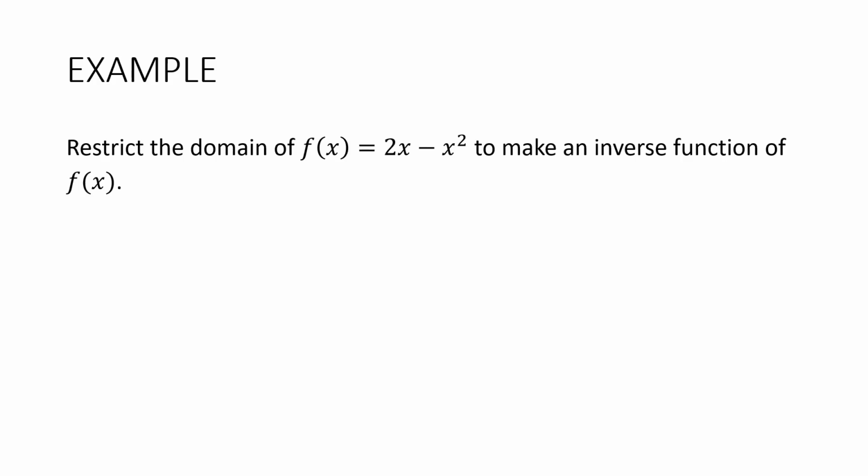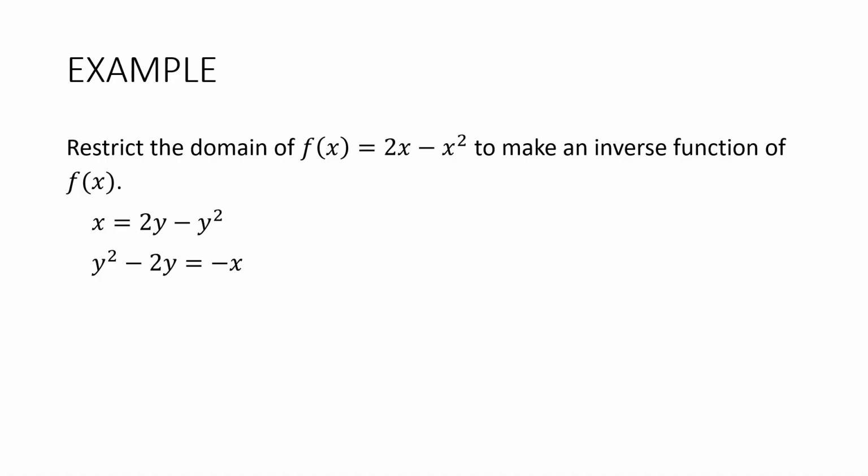It's an example. Restrict the domain of f of x is equal to 2x minus x squared to make an inverse function of f of x. So I'm going to start by switching x and y. Now, you'll notice we don't have a y. This is y. So we're going to do x is equal to 2y minus y squared. Now I'm going to take all of this over this side and the x over this side because I want y squared to be positive.